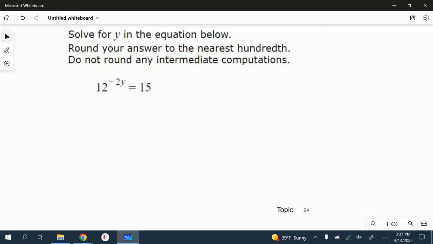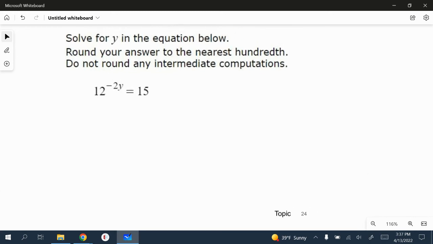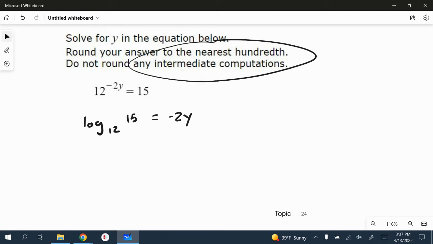Number 24. I'm going to change this one as well to a logarithm. So this will be log base 12 of 15 equals negative 2y. If I do log base 12 of 15, it says round your answer to the nearest hundredth and no intermediate computations. I'm going to write down my intermediate computation just so you can see it, but I think I get 1.089799 something equals that negative 2y.